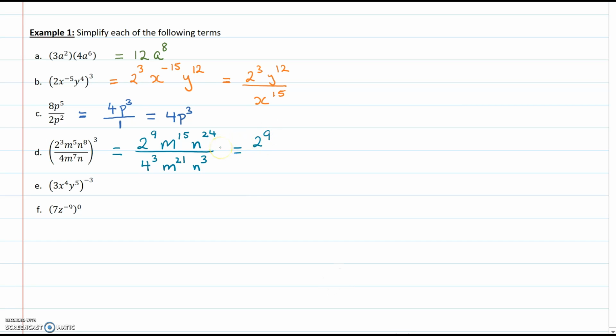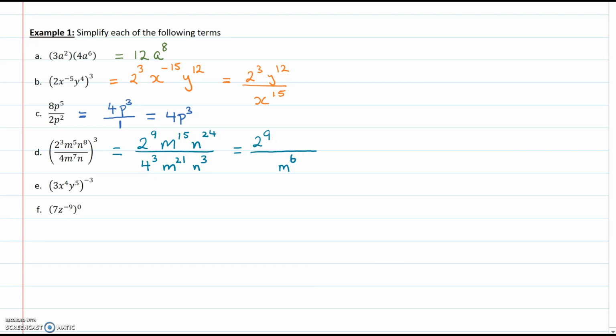Now, let's look at what else we have. We're going to have 4 to the power of 3 on the bottom, but let's deal with that in a minute. We have m to the power of 15 over m to the power of 21. So when you have an m on the top and the same base on the bottom, you subtract the powers and put your answer where the bigger power was. So the m to 21 is bigger. So our answer for the m's is going to be on the bottom. And if we subtract the powers, 21 take away 15 is 6.